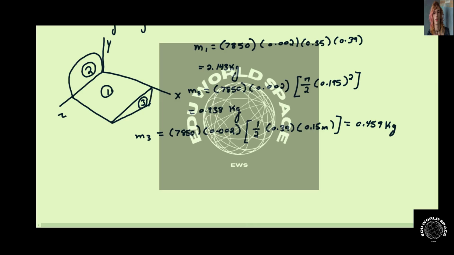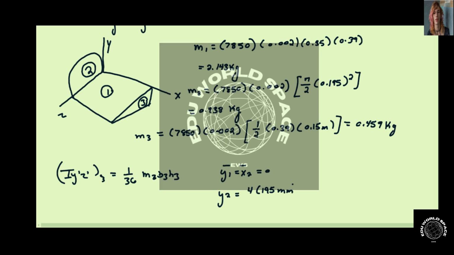So now for this one, we are having your Iyz of the third is going to equal 1/36 times M3 G3 H3. And your y1 equals x2, which is going to equal 0. And your y2 is going to equal 4 times 195 millimeters divided by 3 pi, which is equal to 82.76 millimeters.